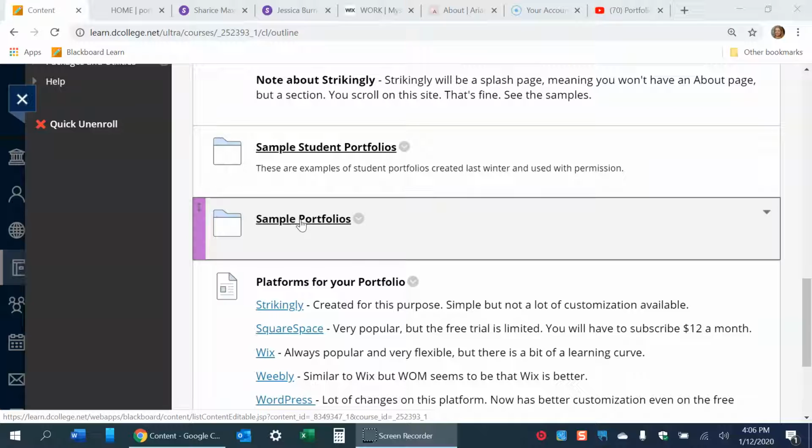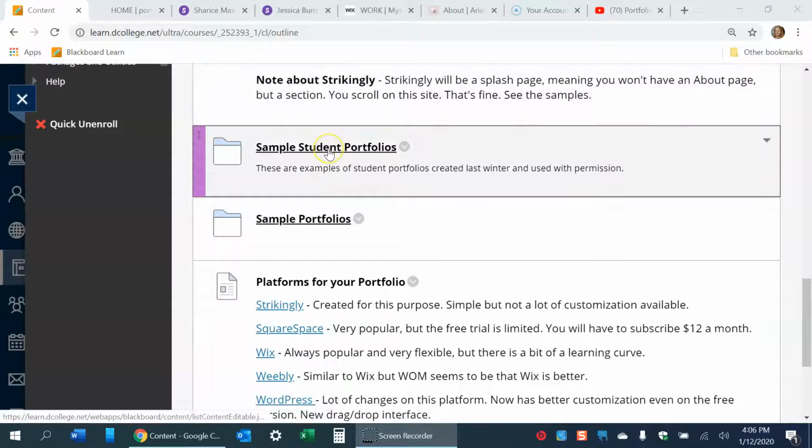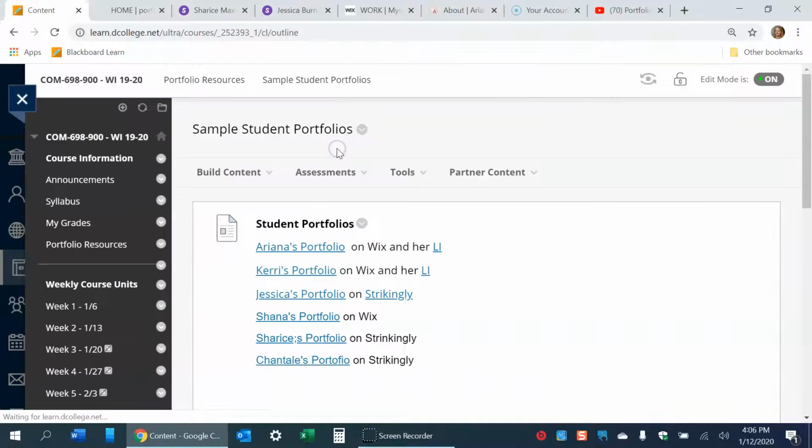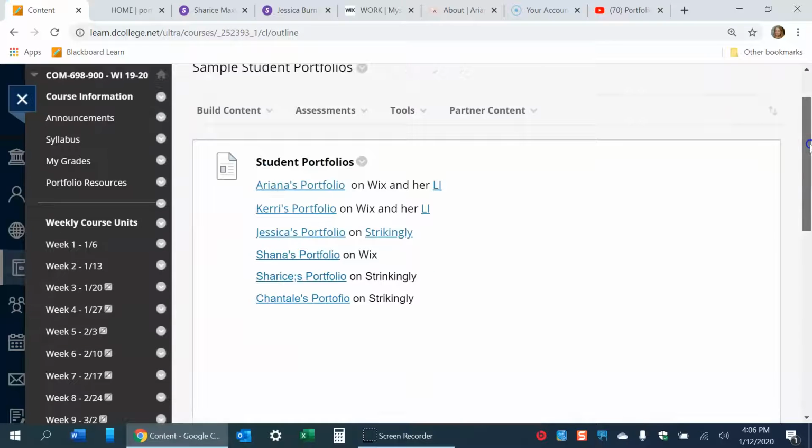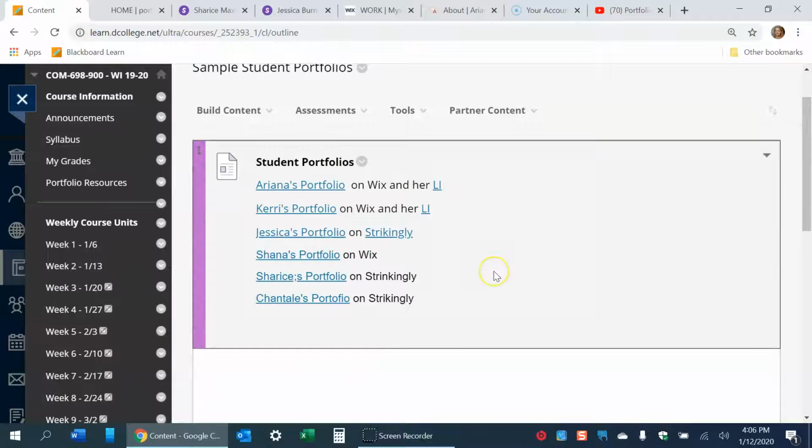I kind of inherited these from somebody else who had taught the class. Then I taught it myself last winter, and these are the samples that the students created in my class. But look at both, because there's a lot of variation. In these, again, some of them have their own URLs and some of them don't. So let's just look at a couple. Let me just show you the difference between a Strikingly and then the Wix.